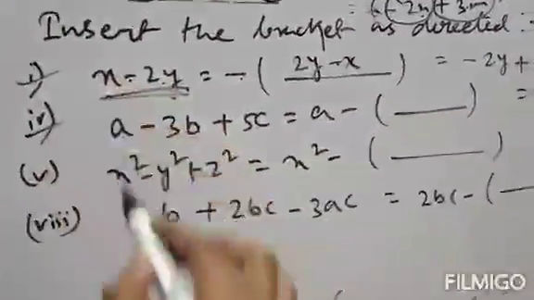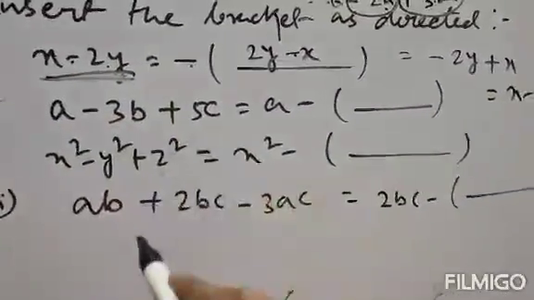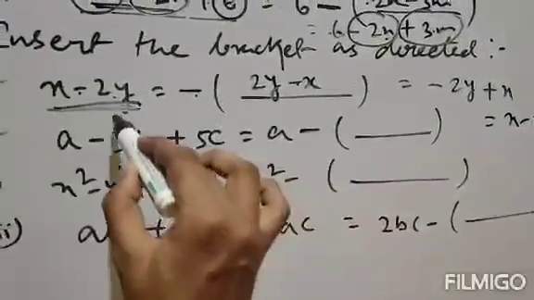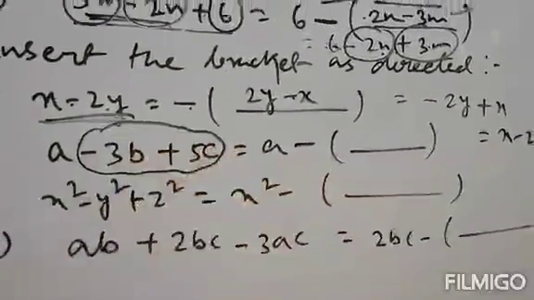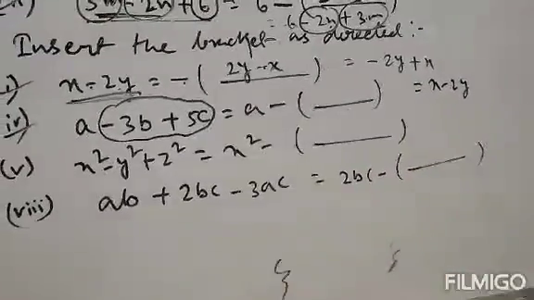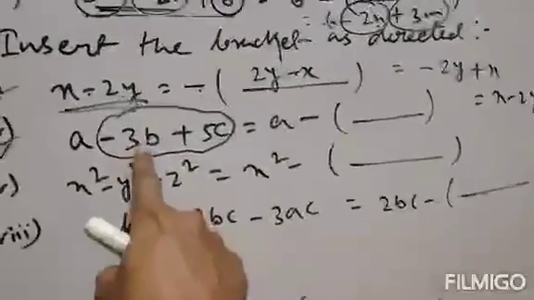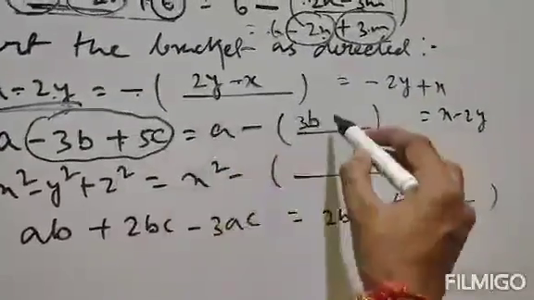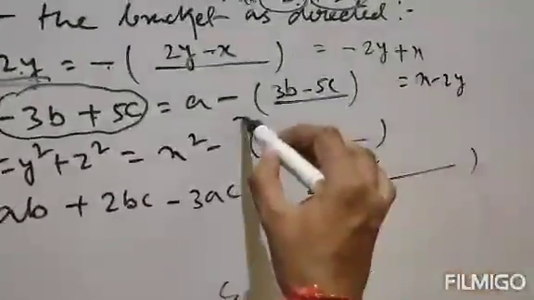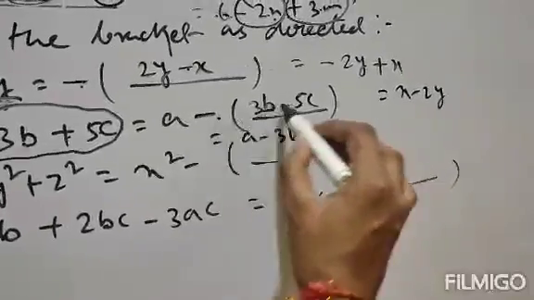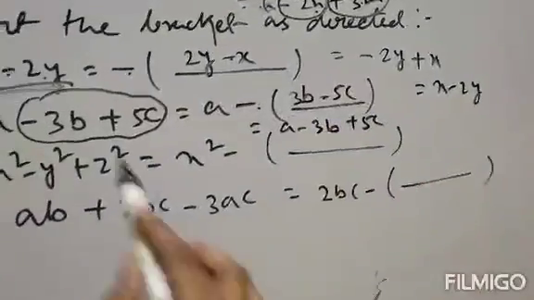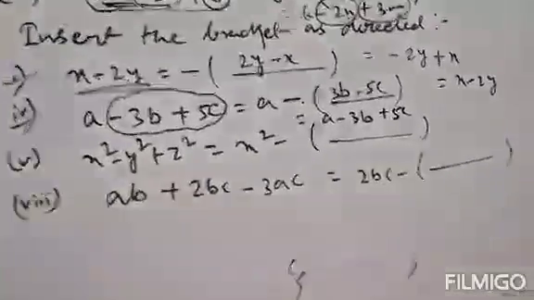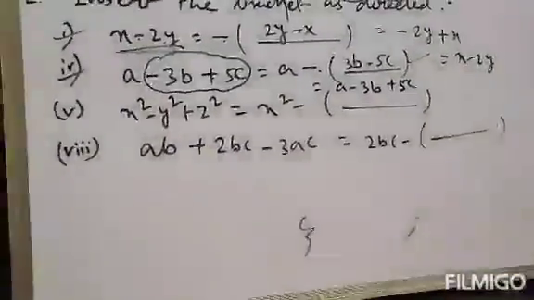Next, question number 4. Question number 4 is a minus 3b plus 5c. So only a is given and there is a minus sign. So the remaining portion is minus 3b plus 5c. That will be put in this bracket, but with the correct sign. The sign of 3b is minus, so here it will be plus. The sign of 5c is plus, so here it will be minus. Now check. A minus 3b, minus and minus gets plus, so a minus 3b plus 5c. Both sides matched. This is correct, so the answer will be 3b minus 5c.